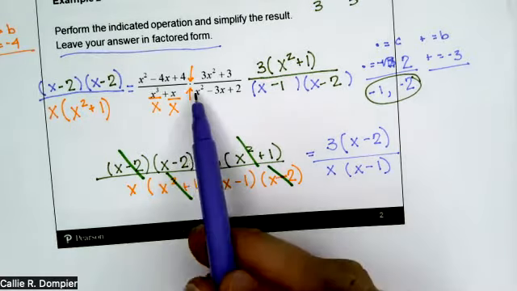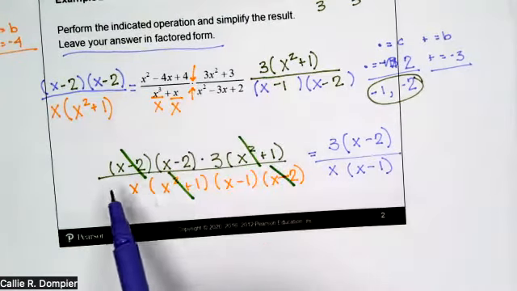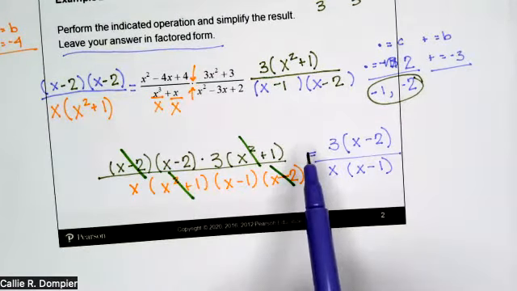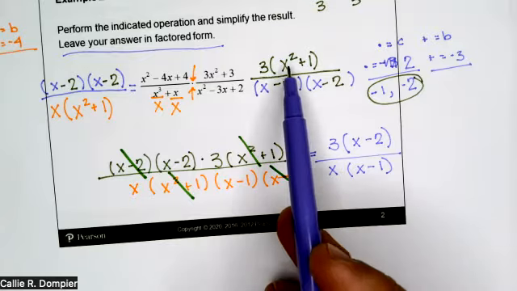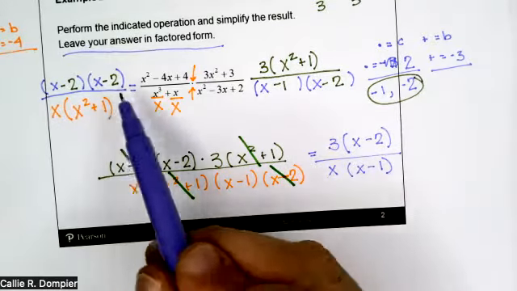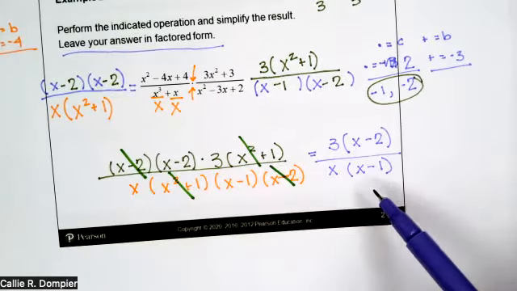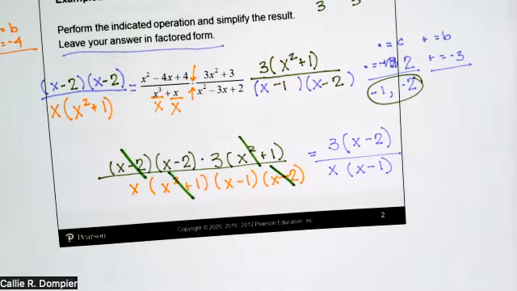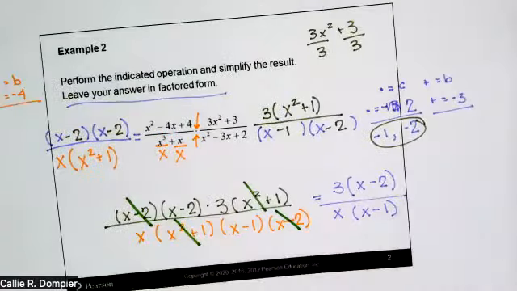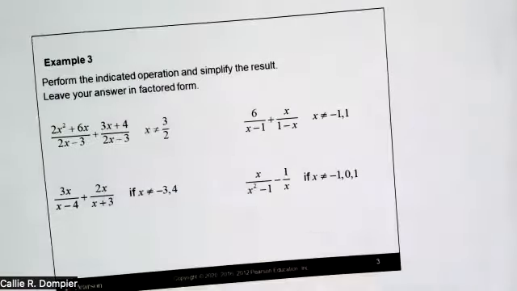So here, because of that multiplication sign, we just made it so that all the terms can cancel across. This canceled with this, canceled with this. And we put everything else together. Questions?